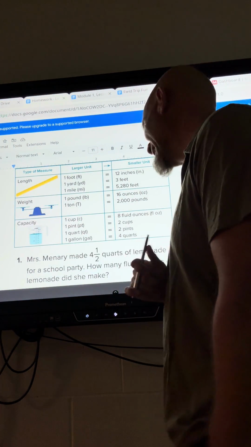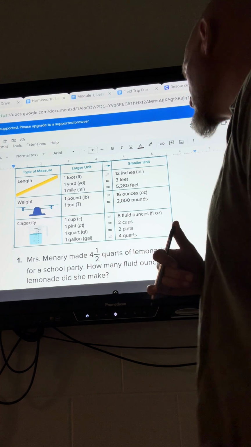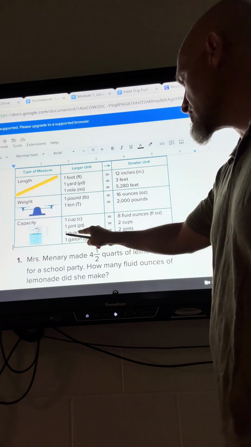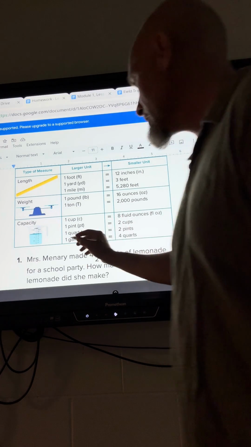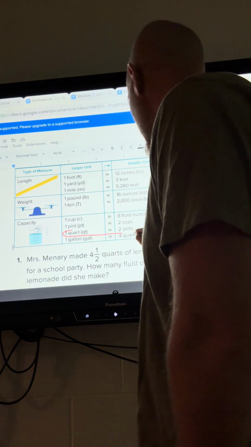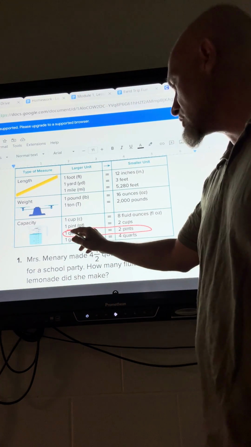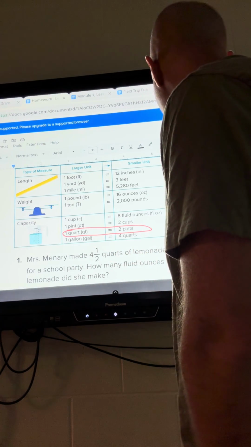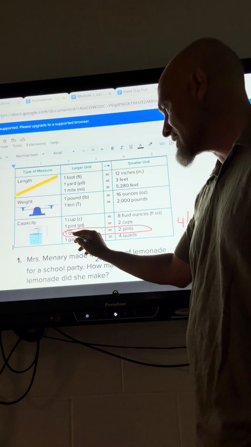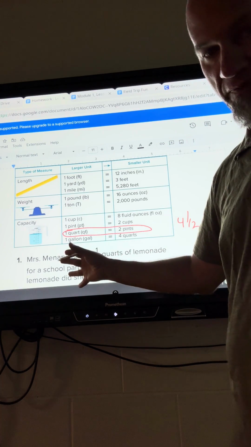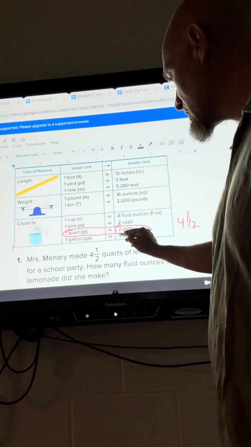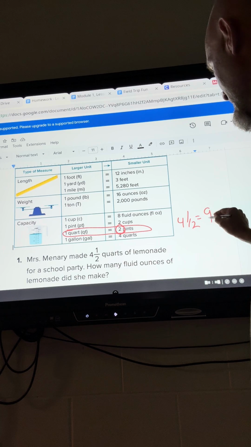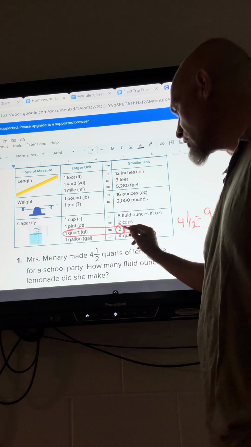So Mrs. Maneri made 4.5 quarts of lemonade for a school party. How many fluid ounces of lemonade did she make? So you see the quarts right here and you see the fluid ounces right here. You're going to want to focus in on the quarts first. We know that 1 quart is equal to 2 pints, but she has 4.5 quarts. So it would be like taking this 1 quart and multiplying it by 4.5. You would do the same thing to the number of pints. So 4.5 quarts would equal 9 pints if you multiply both of these by 4 1/2.